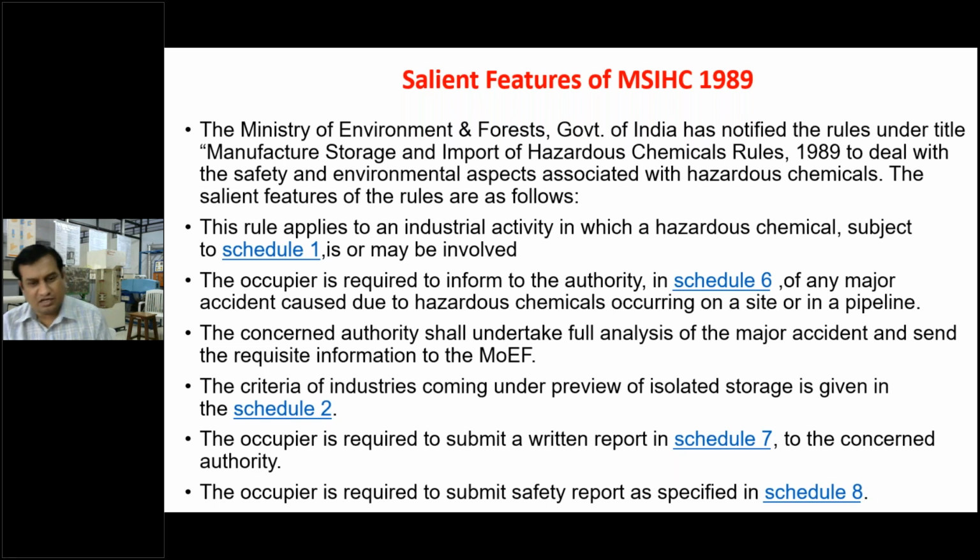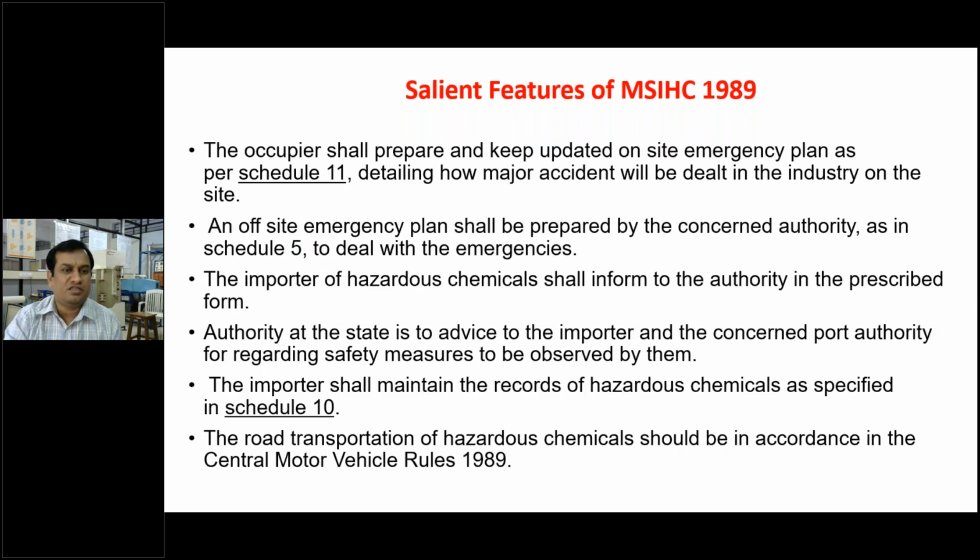Then the criteria are given for isolated storage as per schedule 2, and in schedule 7 the total written reports and their parameters are given, and in schedule 8 safety report details are given. Then in schedule 11 the on-site emergency plan details are given. In schedule 5 off-site emergency plan information is given.